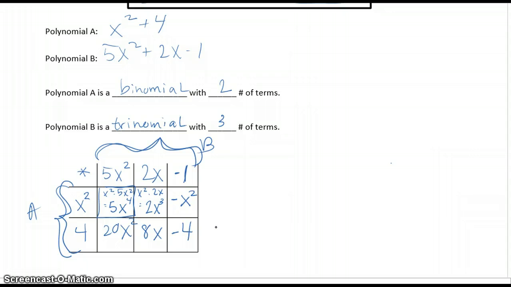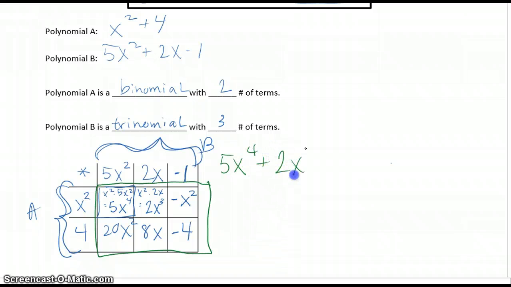So now we're going to take each of the terms inside our table and add those together. Now we've made sure that we've multiplied every term in polynomial A by every term in polynomial B. So we're going to add those up. We have 5x to the fourth plus 2x to the third minus x squared. Along the bottom we have plus 20x squared plus 8x minus 4.